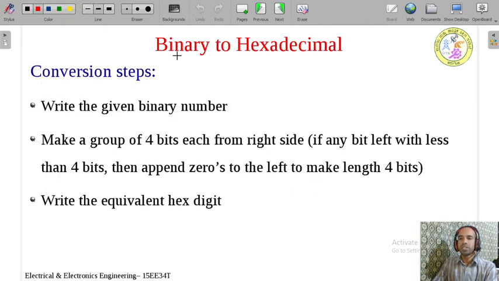Next we shall take binary to hexadecimal number. Now just now we saw how to convert a given binary number into decimal number. Now we shall see how to convert binary number into hexadecimal number. Write the given binary number.